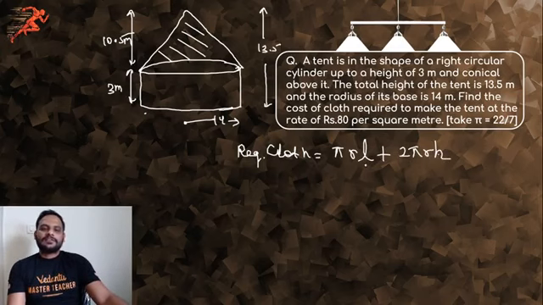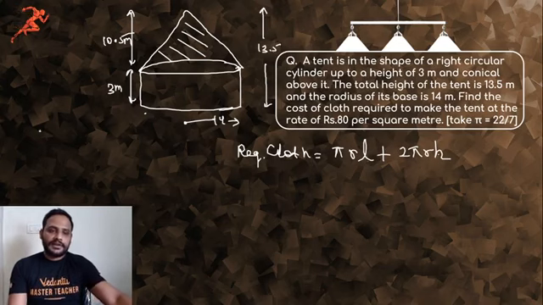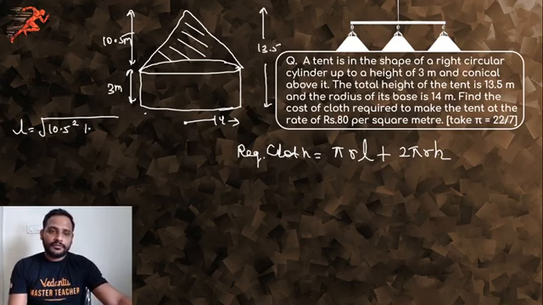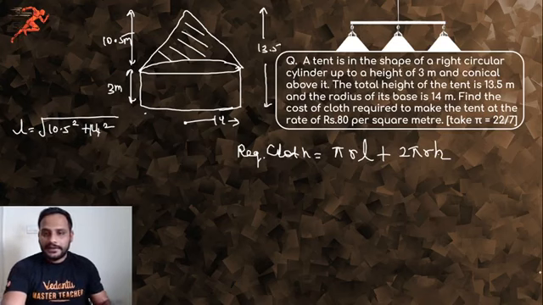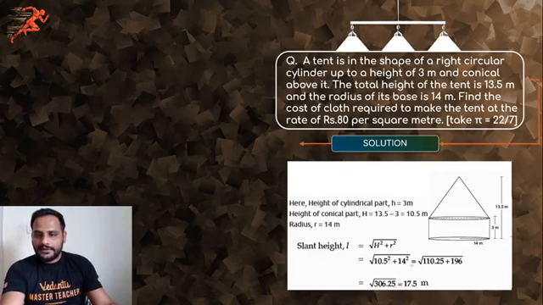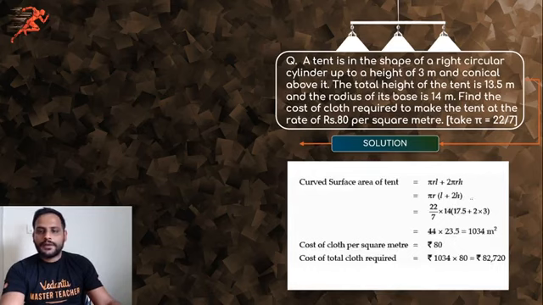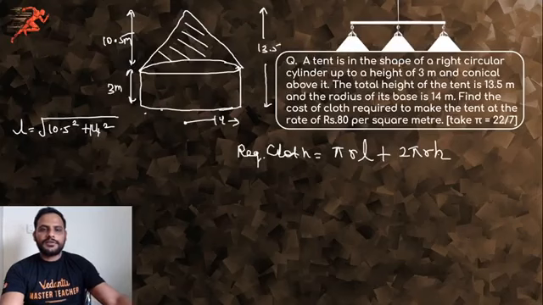Now for the cylinder I know 2 pi r h, radius and height of the cylinder, but for the cone the slant height is not given. So we have to find the slant height by doing L is equal to square root of 10.5 whole square plus 14 whole square. So you'll get the value of L as 17.5 meter. Now pi r L plus 2 pi r h, put the values, you're getting the answer as 1034 meter square. Once we have got the CSA as 1034 meter square, multiply that with 80, you will get your answer. So this is how you have to understand it with the help of the diagram.